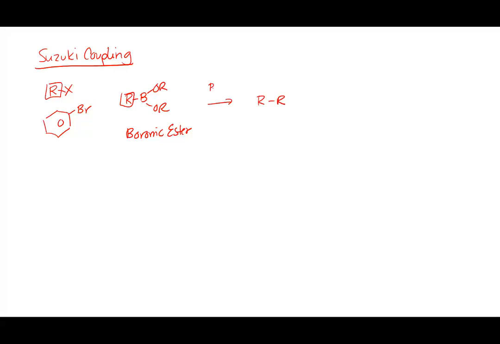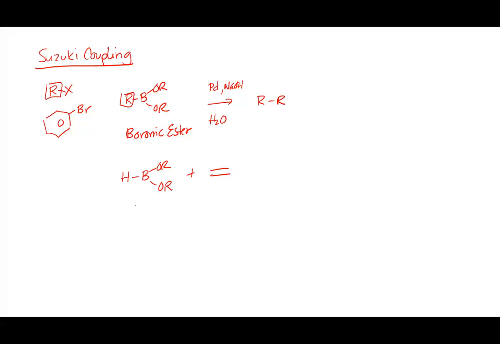The catalysts are simply palladium metal and NaOH. And that means we can do this reaction in water, so it's also environmentally friendly. Now, the boronic ester comes from taking this boron compound where there's just a hydrogen and adding that to a double bond.